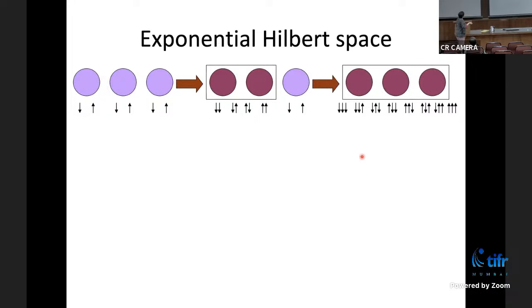If you have three such spins, you would have eight, or two cubed, such possibilities. In other words, if you have n such sites, you would have 2^n such possibilities, which means your scaling is in the exponent. It's an exponential scaling, which is going to kill you very fast.